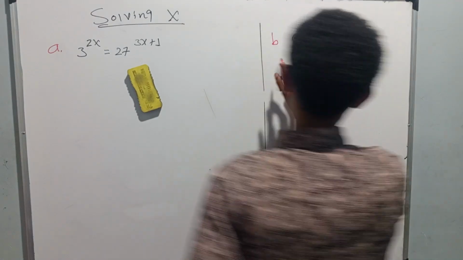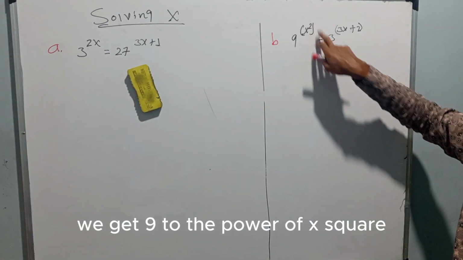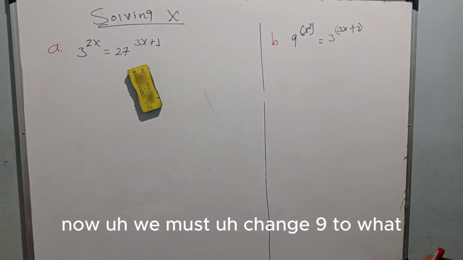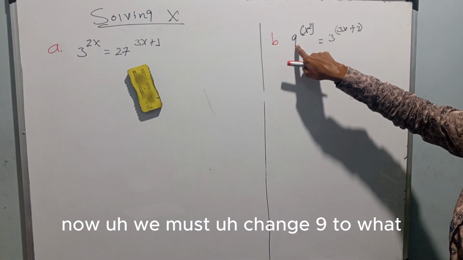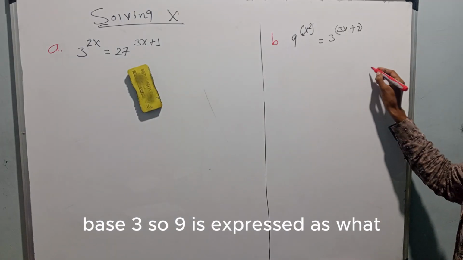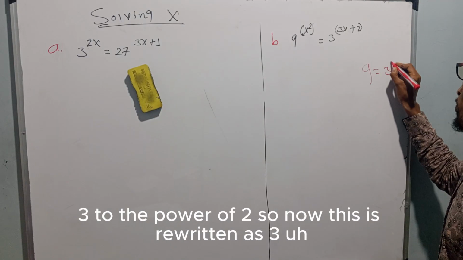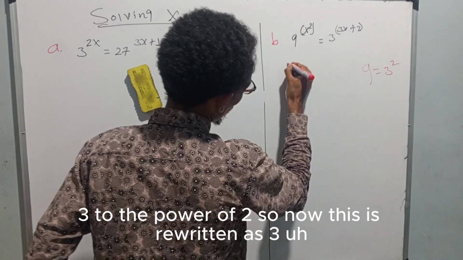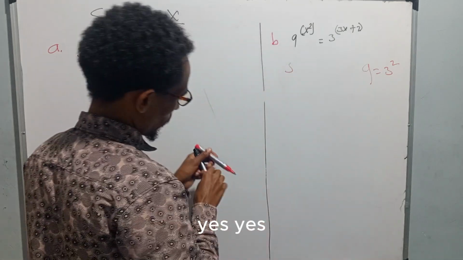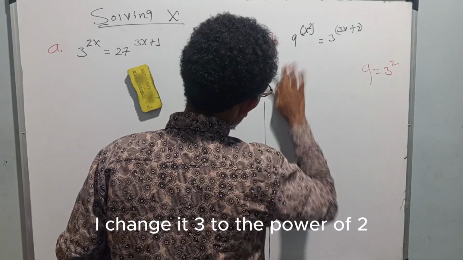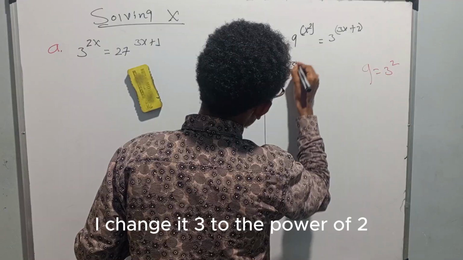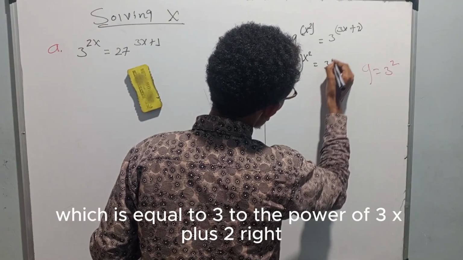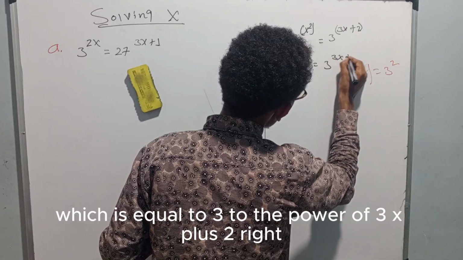So guys, from part b, we get 9 to the power of x squared equals 3 to the power of 3x plus 2. Now we must change 9 to base 3. 9 is expressed as 3 to the power of 2. So now I change it: 3 to the power of 2, the whole power of x squared, equals 3 to the power of 3x plus 2.